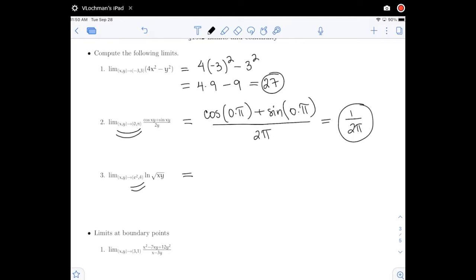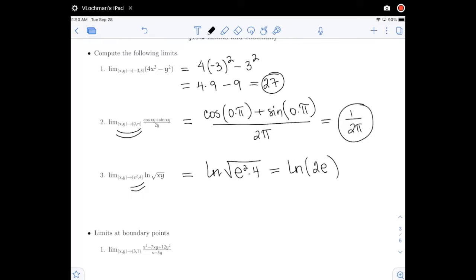Okay, so this would be natural log of square root of what? e squared times 4. Okay, and what is this? So this would be natural log of 2e. Okay, and you can just keep it as is. We don't need to approximate it. All right, so this is an example of computing a limit for the cases where there's no discontinuity, there's nothing to worry about. We just plug in numbers and get a value.